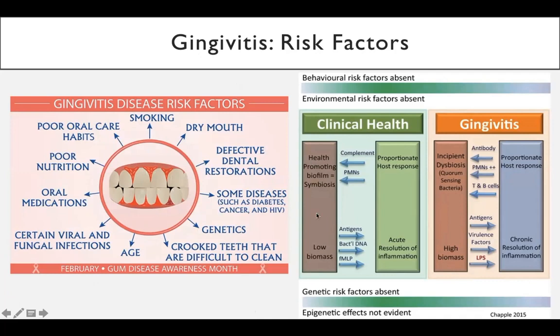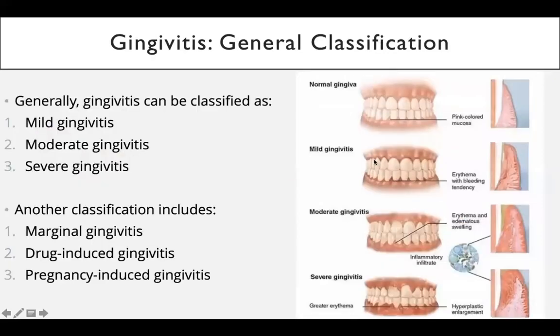And this is clinical health, and this is gingivitis. As the risk factors increase or protective behaviors are absent, then gingivitis can occur. You can see antibodies, polymorphonuclear cells, T and B cells cause this state, and antigen, virulence factor and LPS, lipopolysaccharide from gram-negative bacteria, cause chronic non-resolution of inflammation. This is a dynamic state.